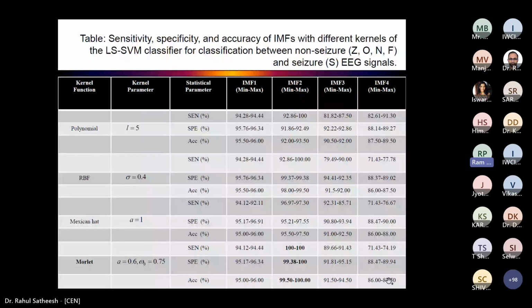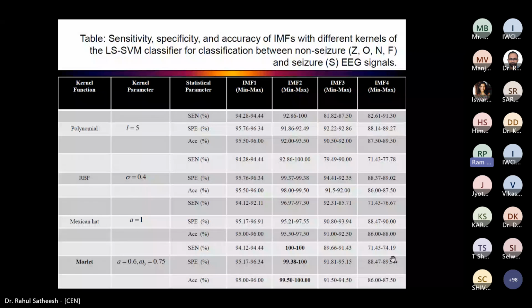And in this slide, you can see the sensitivity, specificity, and accuracy of the IMFs. First, for IMFs for different kernels, polynomial, RBF, Mexican hat, and Morlet, and the kernel parameters are obtained based on a trial and error method. And then these performance measures, sensitivity, specificity, accuracy, you can see in this tenfold cross validation case. The Morlet kernel function gives you the better performance for classification of seizure and non-seizure signals using the second IMF. Those entries are shown in bold letters, and that we also validated.